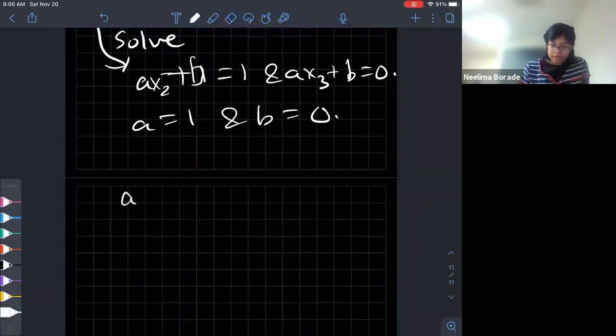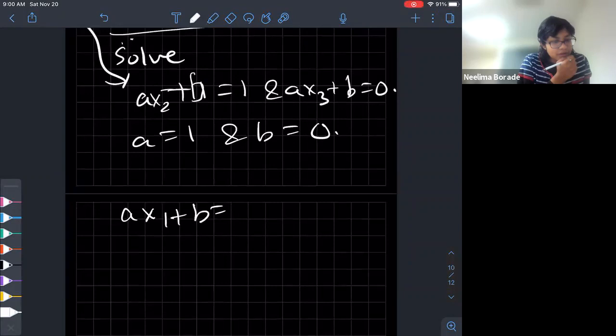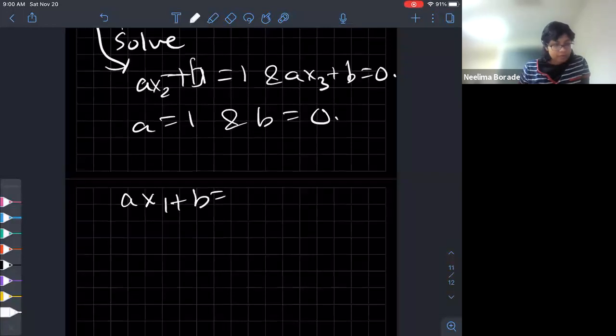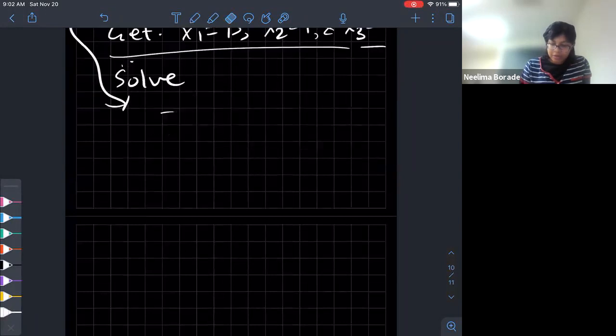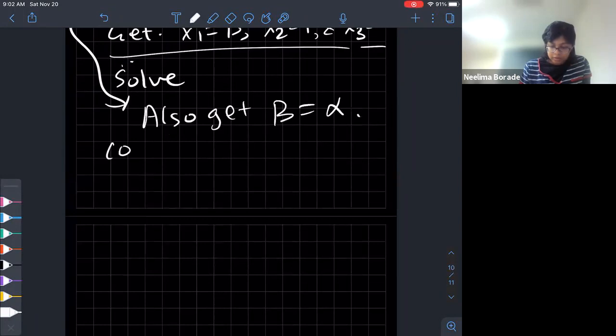And a x1 plus b is, I think I wrote something wrong. Right, this should be a x2 plus b is 1, a x3 plus b is 0. But maybe I can skip the details. But if you solve, you also get beta equals alpha, which contradicts the assumption made in the beginning.